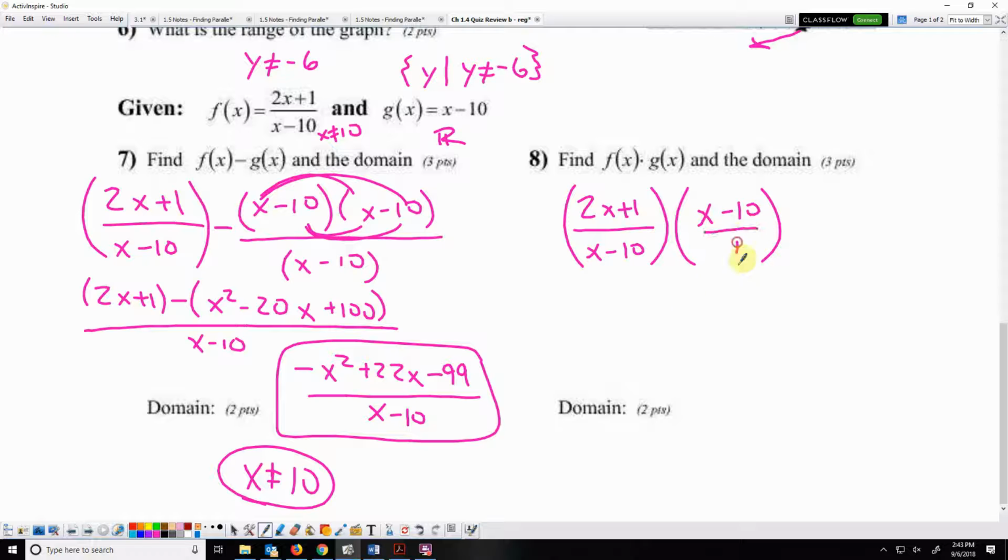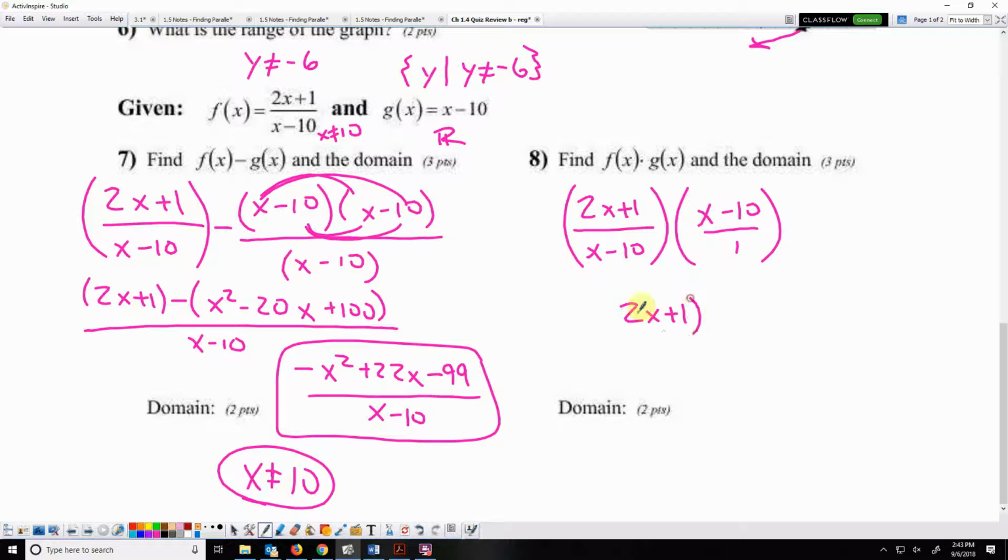I can put this one over 1 if I want to, if that clarifies things for us. So we're multiplying fractions. And when I'm multiplying fractions, I multiply the numerators and the denominators. So I would distribute the 2x and the 1, and then I would do x minus 10 times 1. Now in this case though, let me just write that as one single fraction.